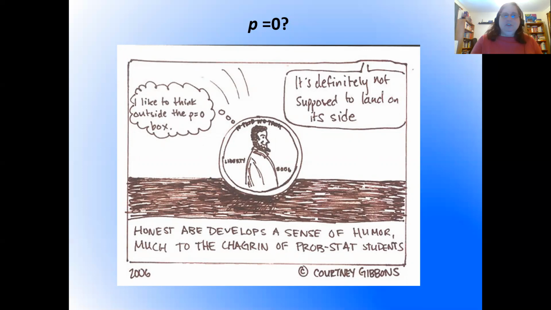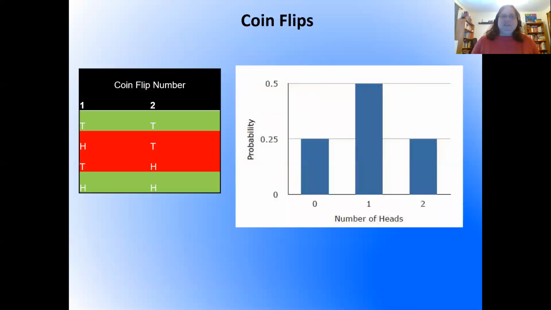Okay, so let's move on from here. And what I want to do now is talk to you a little bit more. Now that you have a sense for probability, I want to talk to you a little bit more about some coin flips and really talk through some probabilities associated with coin flips.